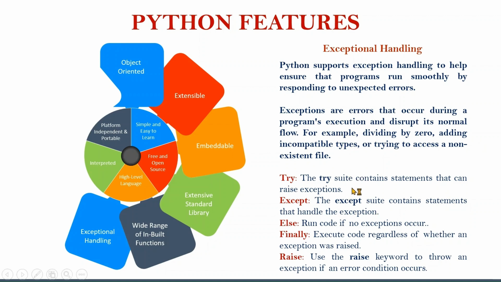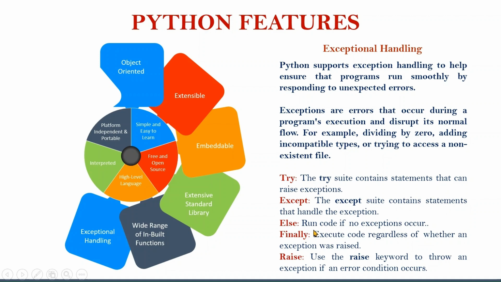So in order to overcome that, we do have some blocks, or we call them suites here. First, the try suite. The try suite contains statements that can raise exceptions. So whichever code you are writing, you better put into the try suite or try block, so that it is going to detect line by line. It is going to check whether any exception is raised or not. If any exception is raised, that is given to the except block. The except suite contains statements that handle the exceptions, similar to a catch block. Here it is replaced with the word except.